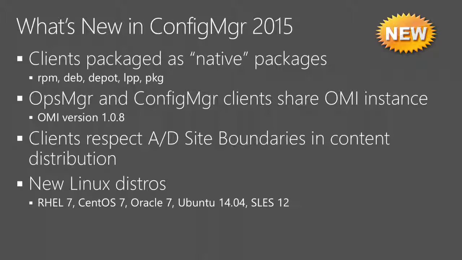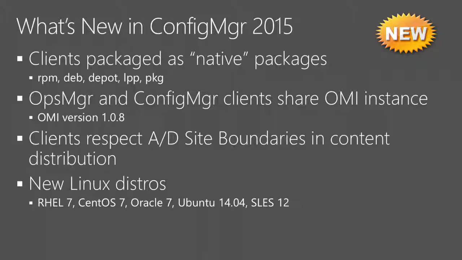And then the next one is clients respect AD site boundaries and content distributions. Our Linux clients did not do that before. We'd just go down the list of your DPs and grab the first one on the list, whether it's here in New Zealand or out there in America, and try to pull from that, and that would be a pain. So now we've made sure that we respect AD site boundaries, and that's actually been implemented in 2012 R2 CU3 as of last October.